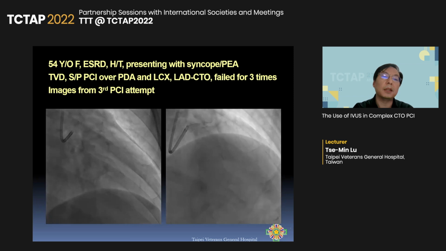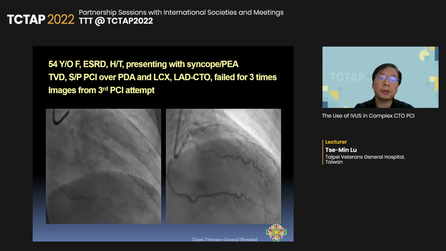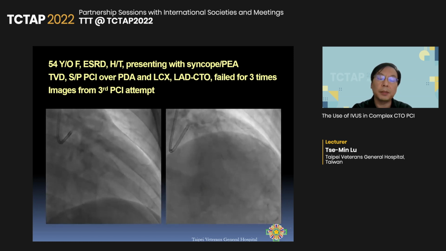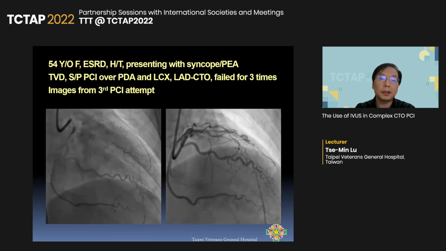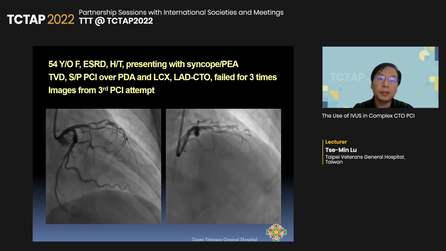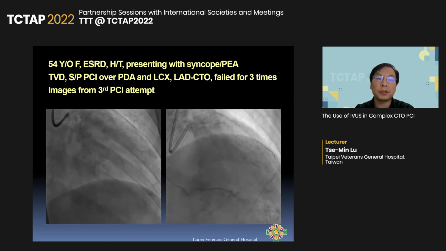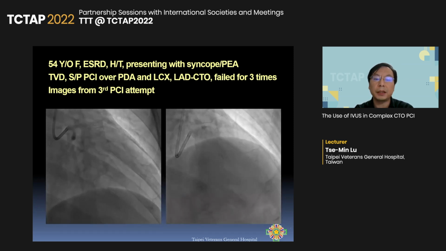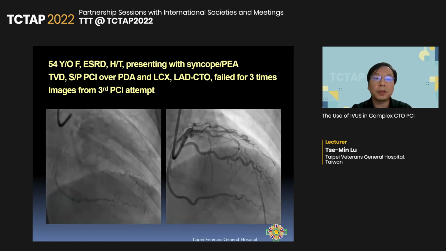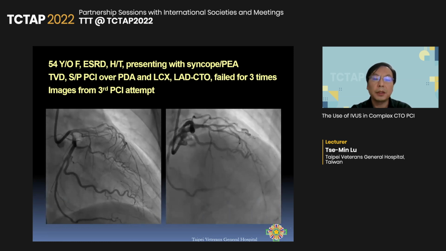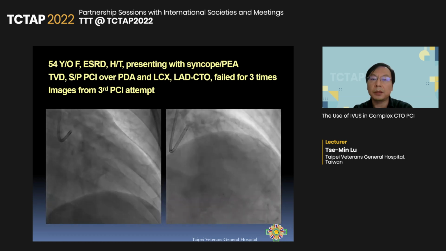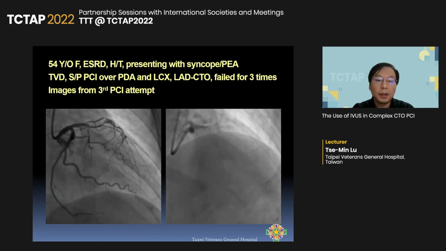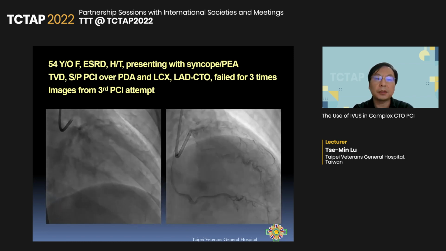This is a 54 year old female. She also has uremia, hypertension, and presented with syncope with PEA, almost an OHCA. The angiogram at another hospital showed triple vessel disease, and the operators there did a successful PCI for the PDA and the circumflex, but they also found total occlusion of the middle LAD. So they tried to do CTO PCI, but they failed three times.